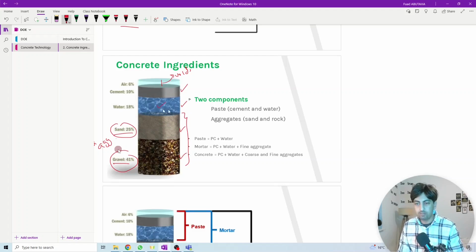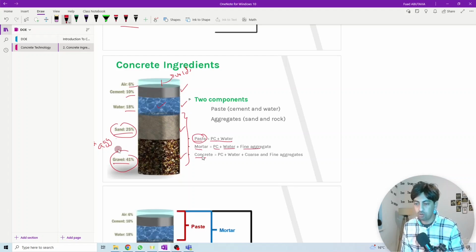Then we have water, which occupies an average of 18%. Then 10% will go for the binder material, which is cement. We might also have 6% or less voids in the mixtures. Paste is Portland cement mixed with water. PC is the Portland cement. If the Portland cement is mixed with water, then we start to call it paste. Mortar is Portland cement mixed with water and sand or fine aggregate. Then we start to call it mortar.